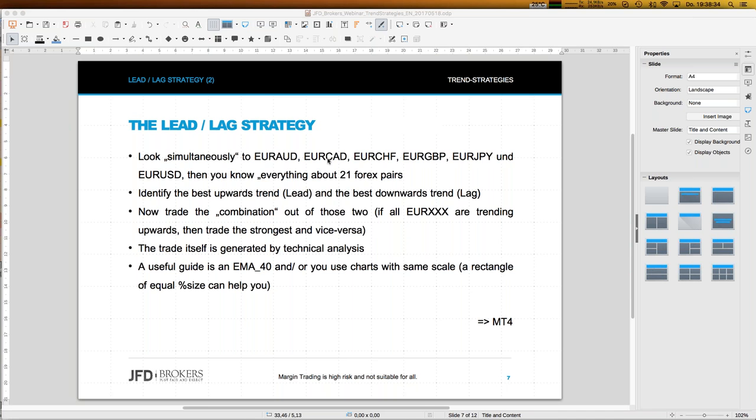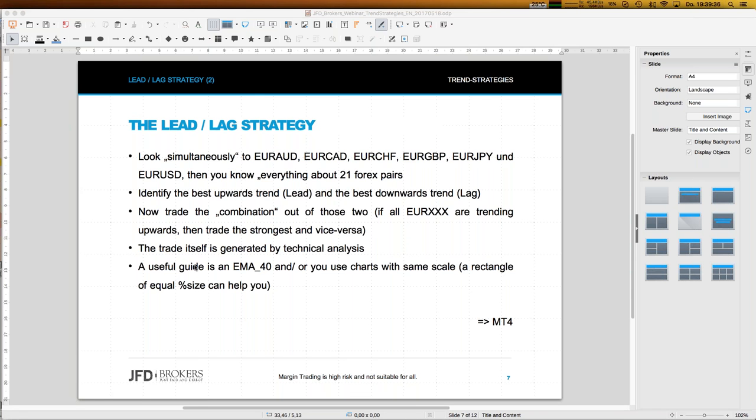Then, having identified the best trending forex pair, I can look for a good trade in exactly that pair. So we use those six charts, those six forex pairs, to identify the best trending one out of 21. Or you might say, okay, I want to have euro New Zealand dollar in the row as well. Then you cover in total 28 forex pairs. So it's something you can add quite easily. Just before I go once again to the charts, let me mention what happens if all six go north. Then the best candidate is the strongest, which goes north. And the same vice versa if all six went south.